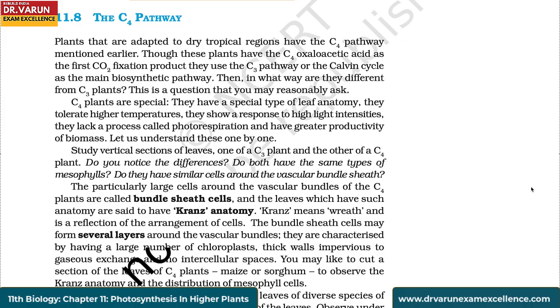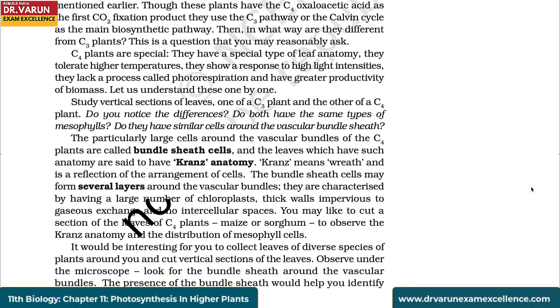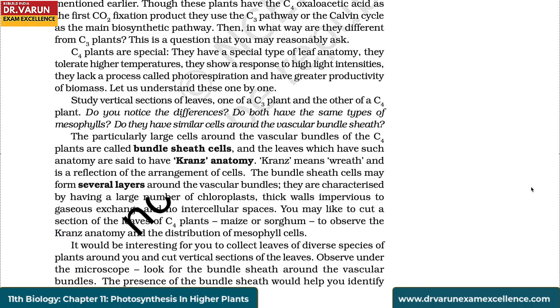C4 plants are special. They have a special type of leaf anatomy. They tolerate higher temperatures. They show a response to high light intensities. They lack a process called photorespiration and have greater productivity of biomass. Let us understand these one by one. Study vertical sections of leaves, one of a C3 plant and the other of a C4 plant. Do you notice the differences?